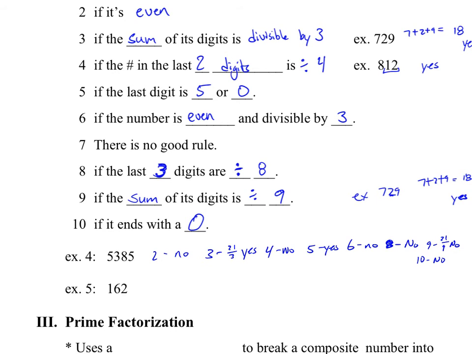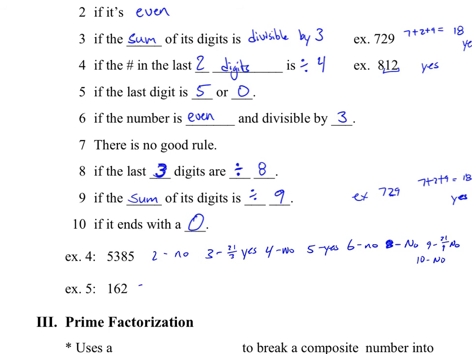I thought you said if 3 works, 9 works. No. If 9 works, 3 works. Oh. 3 has to work for 9 to work. Okay, so if 3 is a no, 9's a no. If 3 is a yes, you still have to check 9. If 9's a yes, you can just say yes to 3. All right, let's do another one.